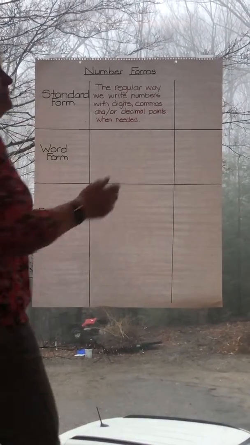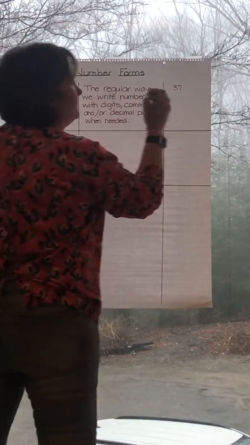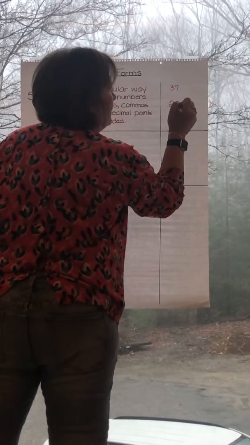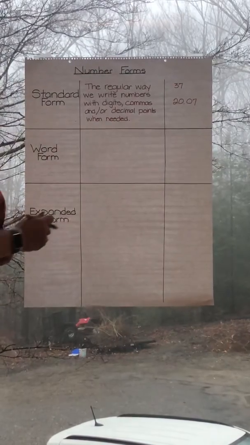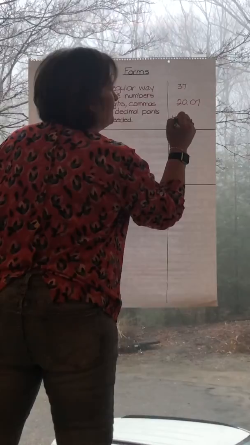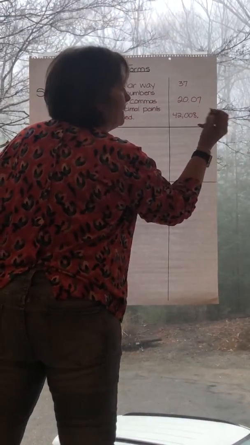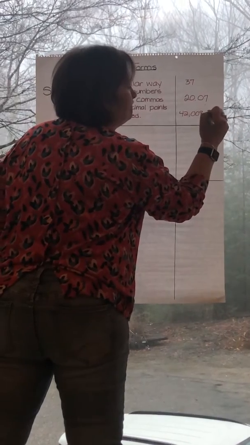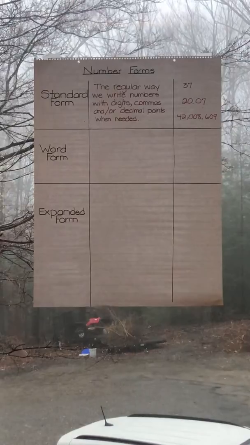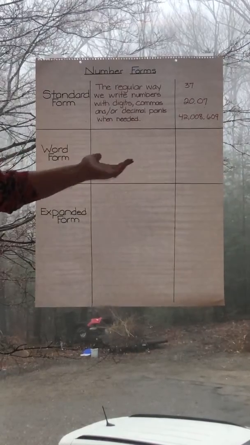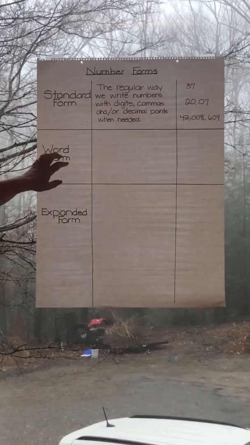So that could be like 37, 20 and 7/100, or 42,008 and 609 thousandths. All of those are the standard form that we write numbers. And then we have word form.